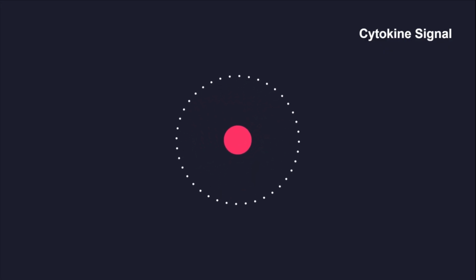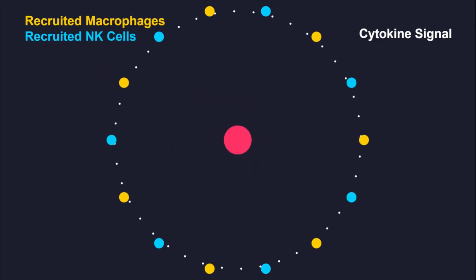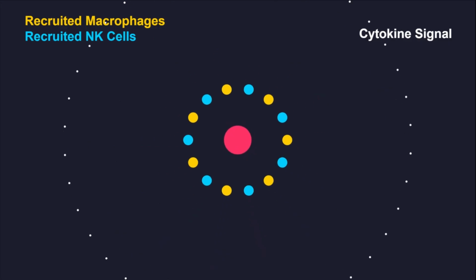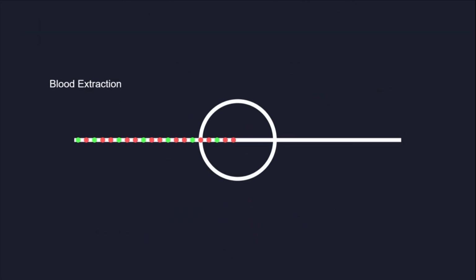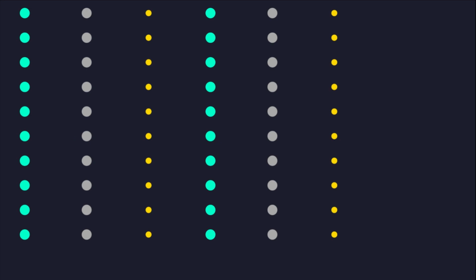These secreted cytokines recruit and activate other innate immune cells, such as macrophages and natural killer cells, creating a broader and more comprehensive attack against the malignant tissue. The manufacturing process begins with leukapheresis, where blood is drawn from the patient and passed through a centrifuge to isolate the white blood cell fraction before returning other components.